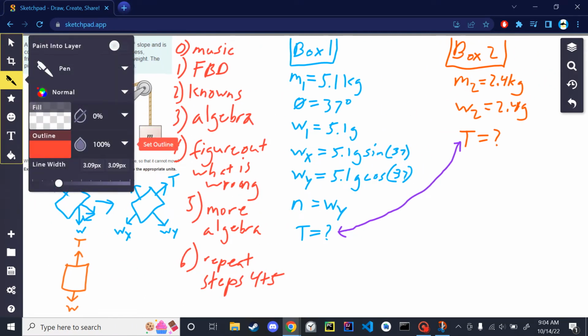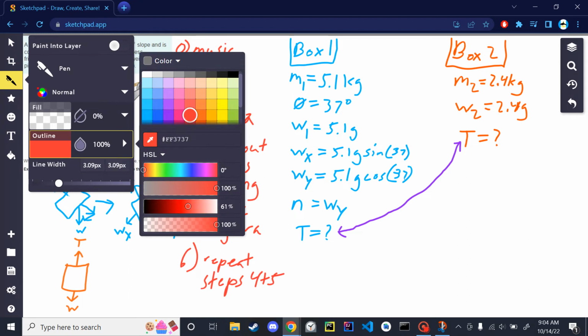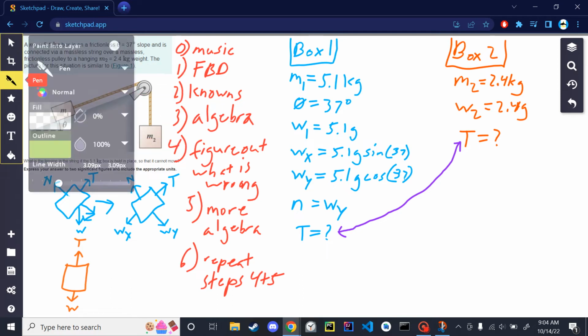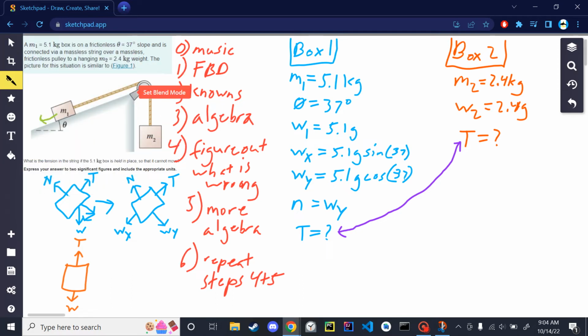Wait, did I have acceleration pointing the wrong direction when I thought about this? Okay, so if you have acceleration pointing this way and acceleration pointing this way, that means that this one, weight, has to be greater. Weight is greater than tension. And this one also has to be, wait, Wx is greater than tension.